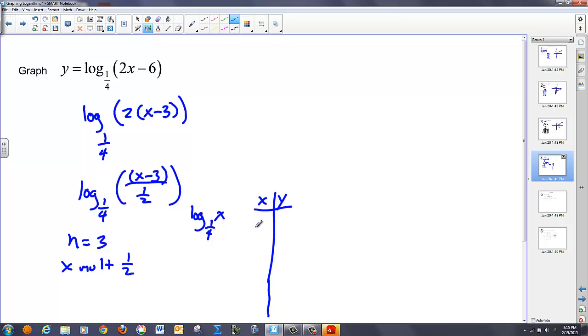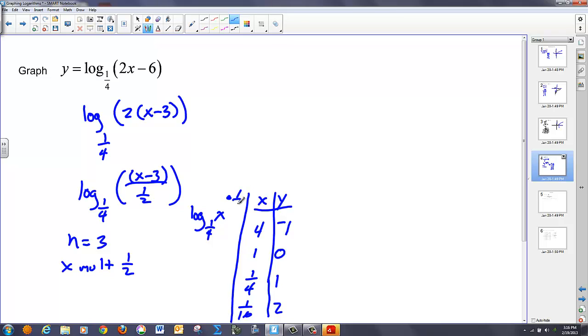For instance, let's go with 4, 1, 1/4. We could even go to 1/16. What power of 1/4 is 1/16? That's the second power. What power of 1/4 is 1/4? First power. What power of 1/4 is 1? That's the 0 power. And what power of 1/4 is 4? That's the -1 power.